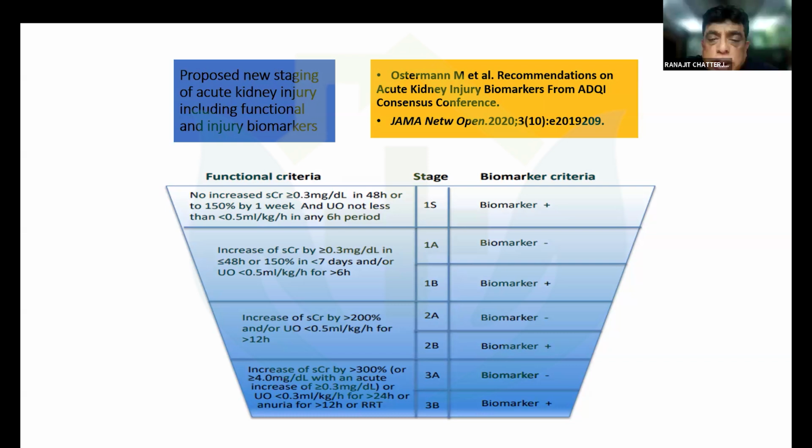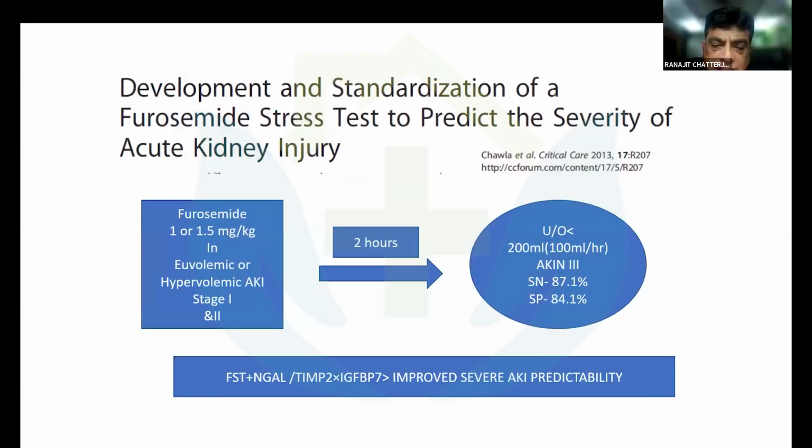Creatinine and urine output are problematic, both of them. It is basically 1B. Similarly, 2A, 2B, and 3A, 3B. Now, furosemide stress test, I've already told you, see the sensitivity and the specificity, and it improves the severity prediction of AKI if I combine it with NGAL or TIMP2, IGFBP7.